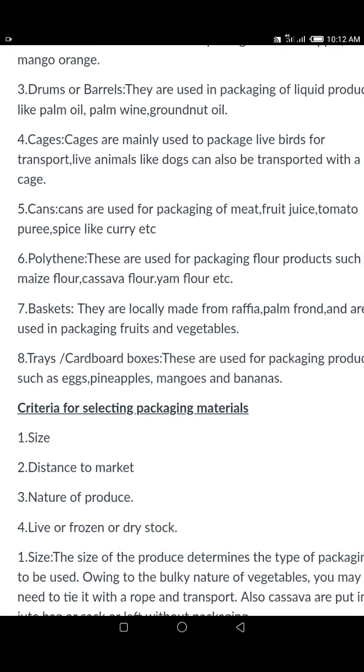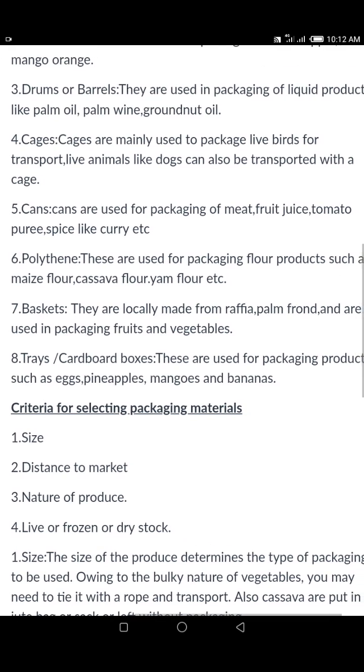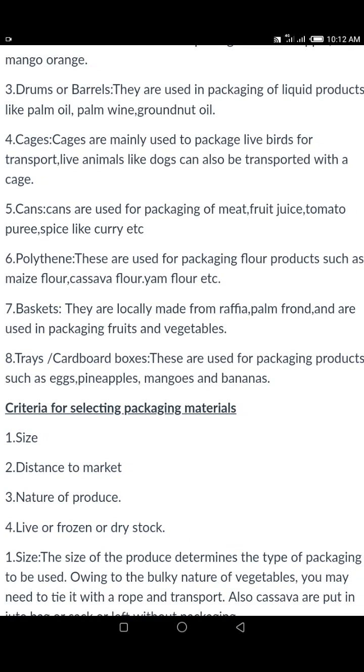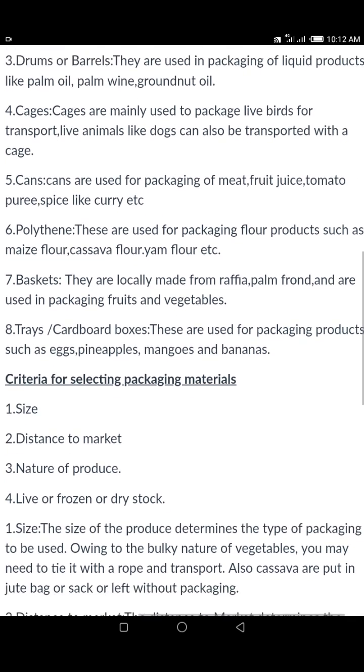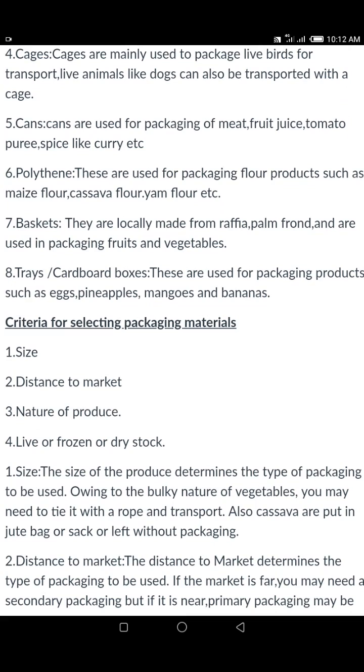We talk about the baskets. Baskets are locally made from raffia or palm fronds and are used in packaging fruits and vegetables. Sometimes you can also use it for packaging of kola nuts. Kola nuts are also packed in baskets.